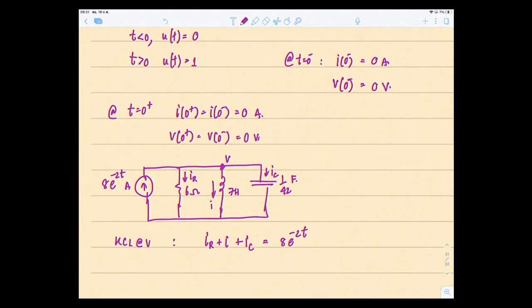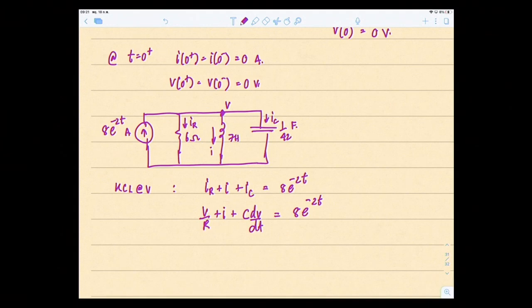Okay, so what do I want? I want to find I, right? So I should try to change everything to I, correct? But let's see, I_R is V over R. I stay as I, I don't want to change that. And I_C is the current through a capacitor, so it's C dV by dt. The sum equals 8 e to the minus 2t, correct? Well, how do we change V into the term of the current?